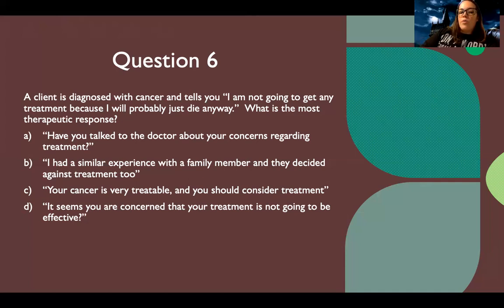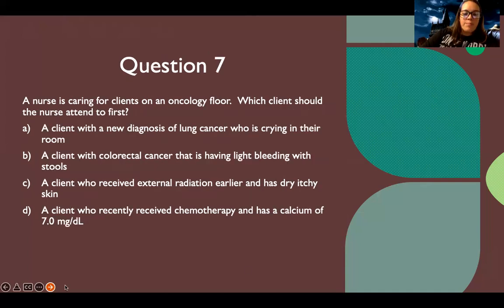I know that most of the time you think the answer is always going to be like, why do you feel this way? And sometimes it is, but sometimes restating what the client said, to create an open door, allows them to clarify. So if I said something like, it seems like you're concerned about your treatment, that your treatment's not going to be effective, it allows them to say, yes, I'm really concerned about it. Maybe they open up a little bit more about how they're feeling. So D here is the correct answer.